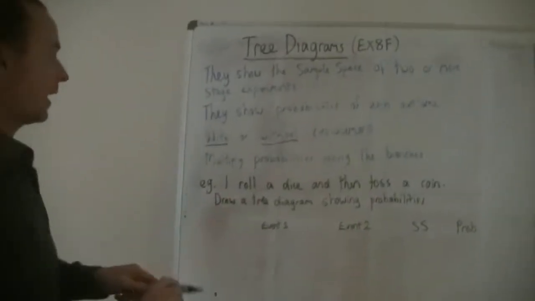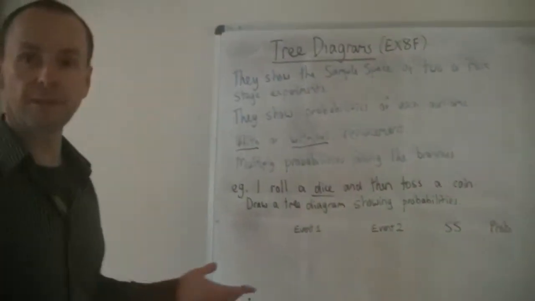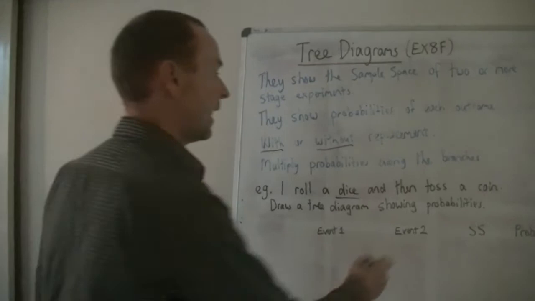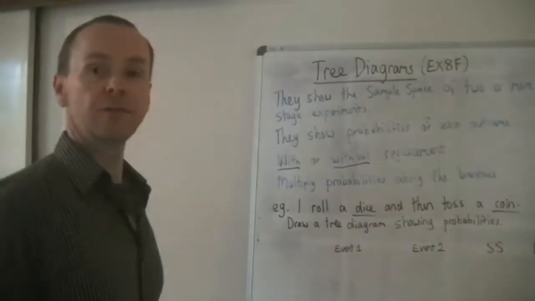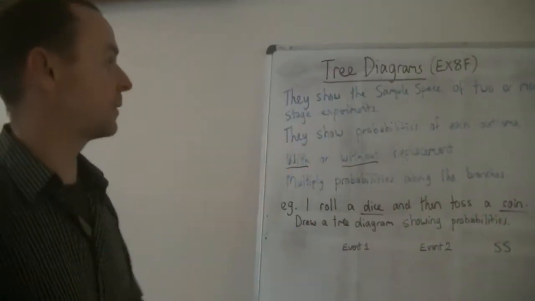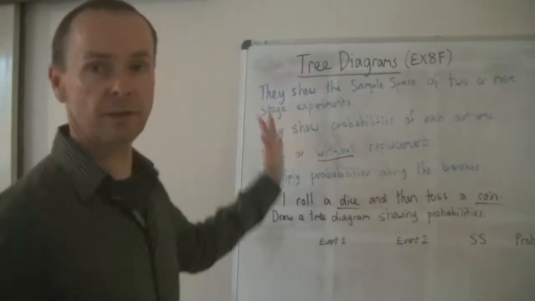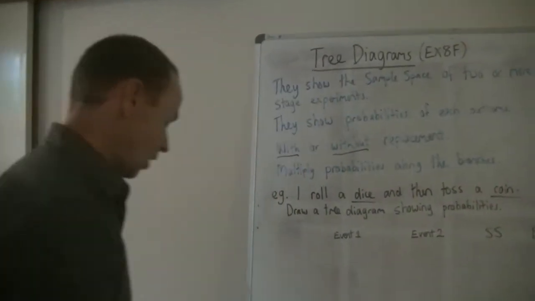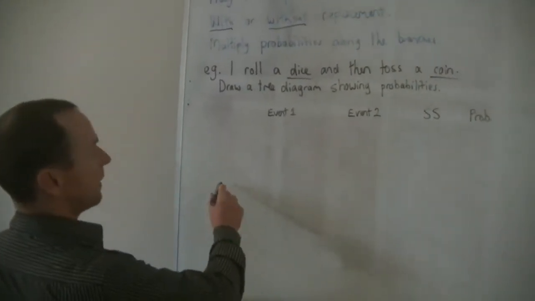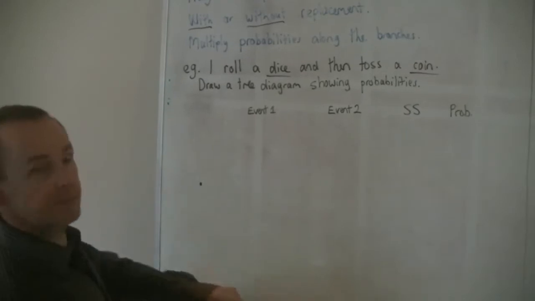An easy one. So my first event, I roll a dice. A normal dice has 6 numbers on it, and then I toss a coin. So there's 2 events. There's my first event, and there's my second event. Or up here they called it 2 or more stages. So it's first stage, second stage. Alright, so the importance when you draw a tree diagram, start here, is spacing it out is essential.